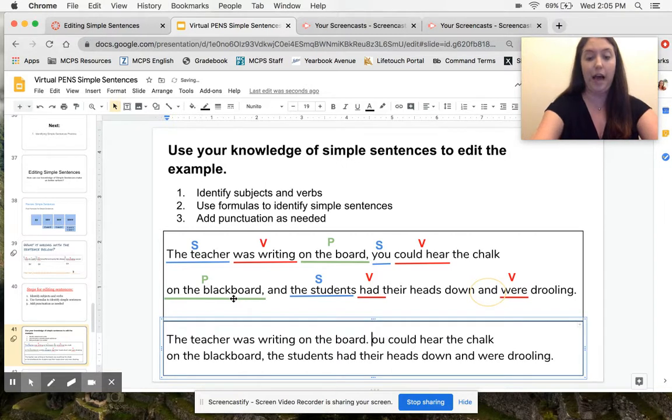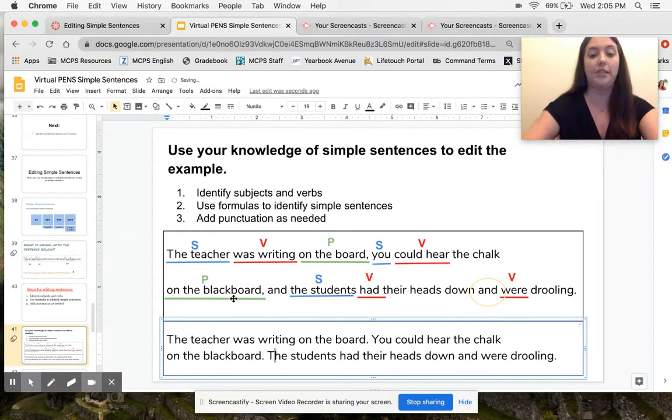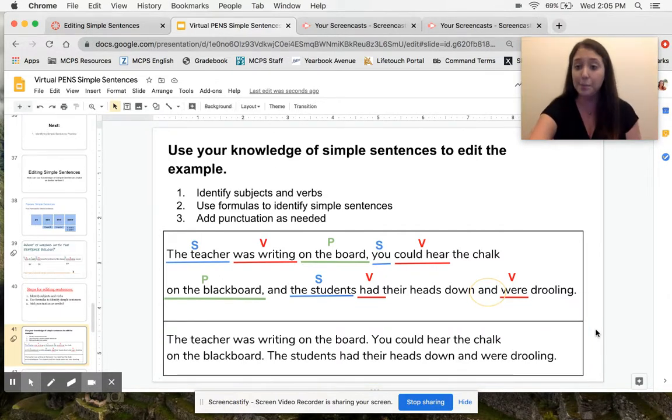And then we're going to capitalize the next word at the beginning of the next sentence. You could hear the chalk on the blackboard. Again, that should be its own simple sentence. And we're going to take out the word and. You never want to start a sentence with and, so we're going to take it away. And we're going to capitalize the students had their heads down and were drooling. And now we have 3 correctly written simple sentences instead of 1 long run-on sentence.